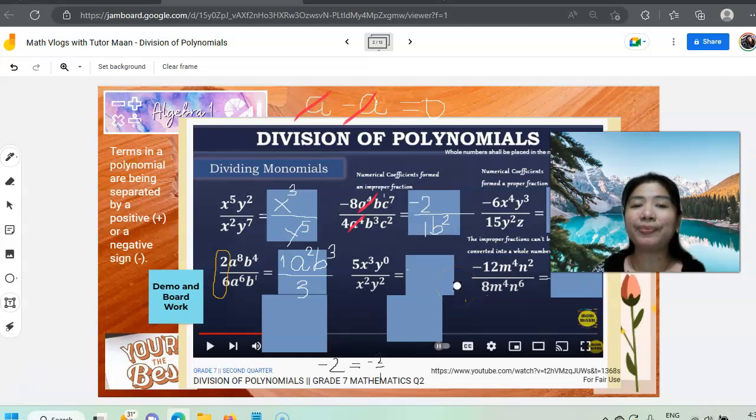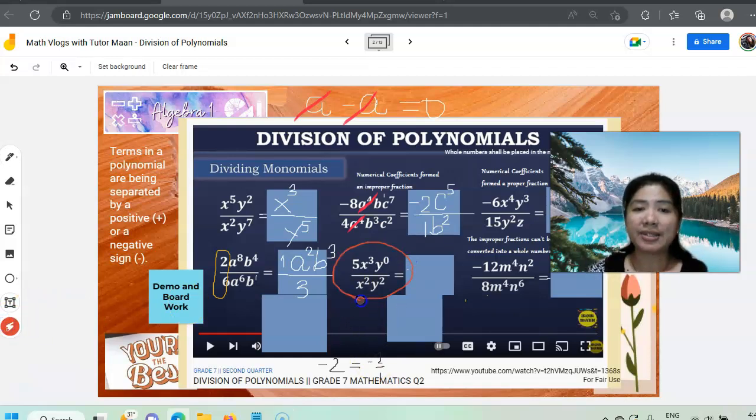And finally, for the variable c, where to place c? Which is bigger, 7 or 2? 7. Where is 7? In the numerator. So c should be written in the numerator. And then subtract exponents. 7 minus 2 is 5. So the exponent of c is 5. And finally, I still have 3 minutes left.